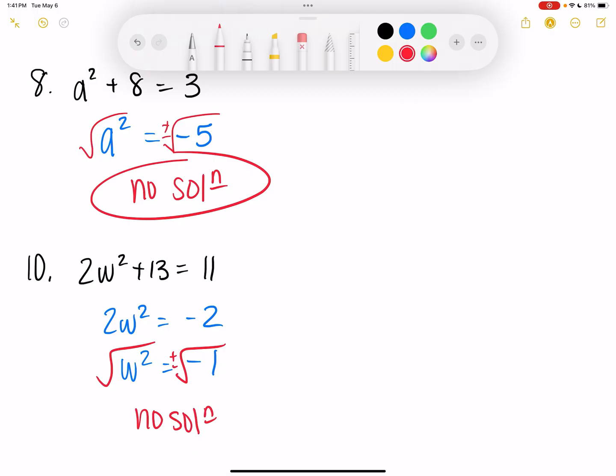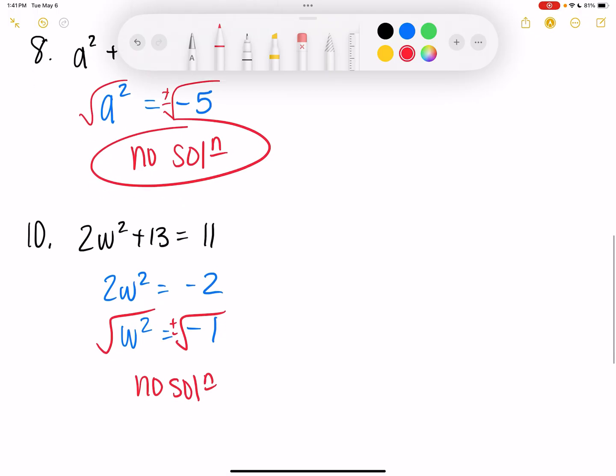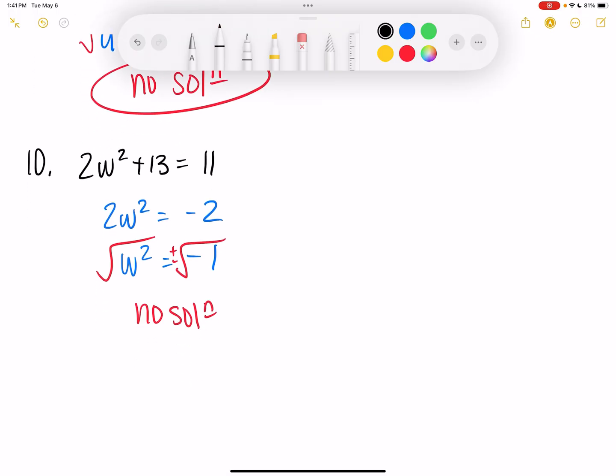Do you also have your calculators with you? Mine's dead. Okay. We'll just do it this way. We'll do it without calculators. It'll be easier. All right.